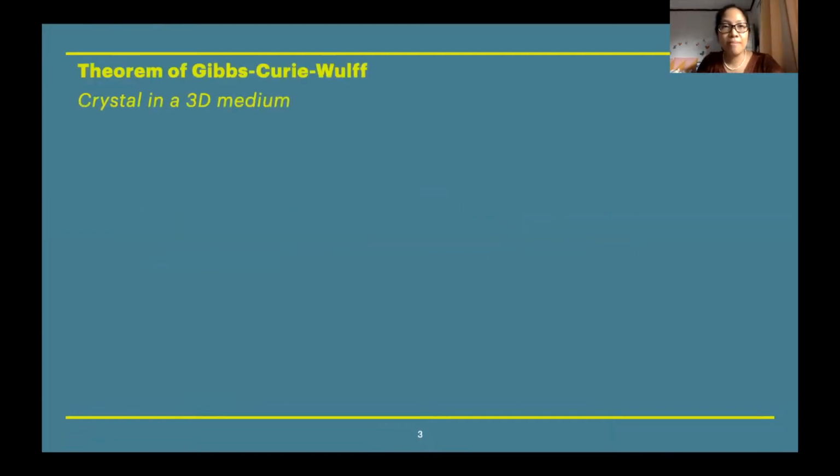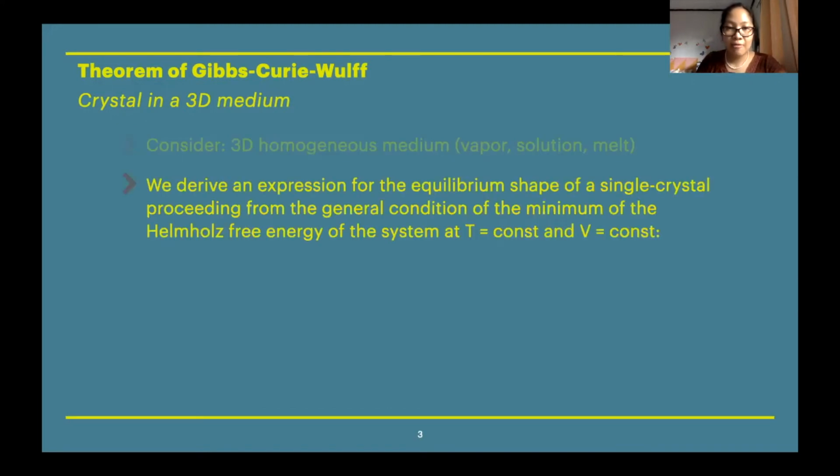What is the theorem of Gibbs-Curie-Wulff? We are going to derive this theorem by considering a crystal in a three-dimensional medium or a 3D homogeneous medium, which could be a vapor, a solution, or a melt. We derive an expression for the equilibrium shape of a single crystal proceeding from the general condition of the minimum of the Helmholtz free energy of the system at a constant temperature and constant total volume.